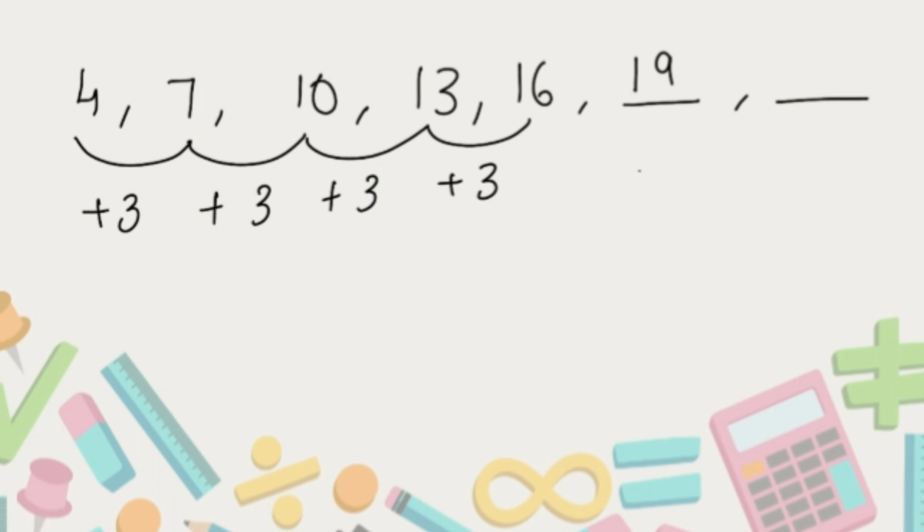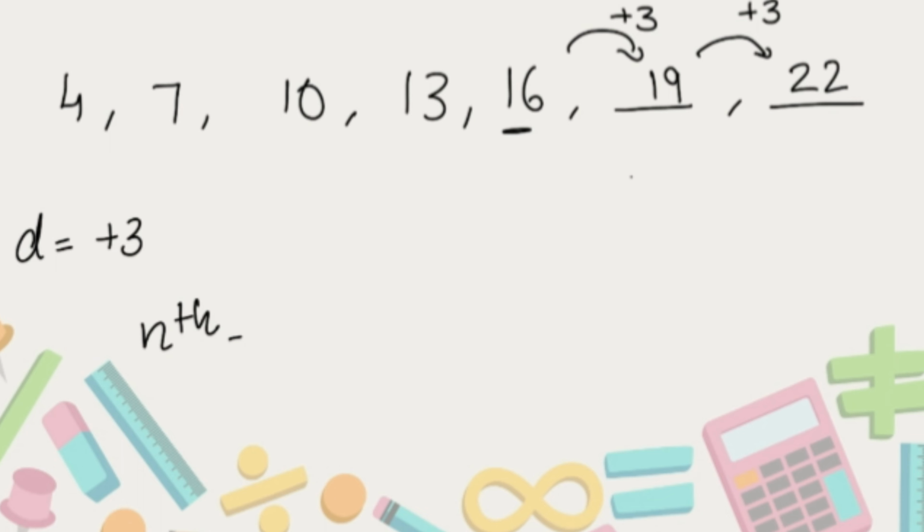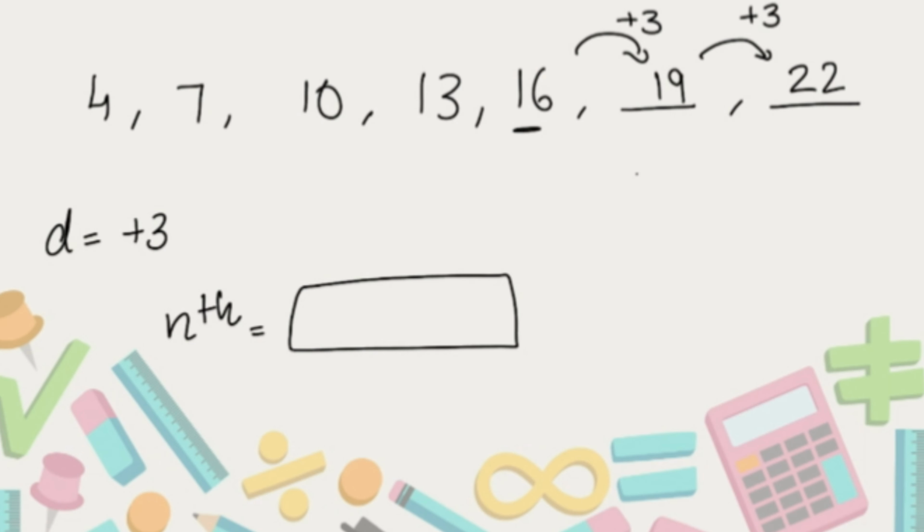So can you tell me the next two terms? It would be 19. Common difference is positive 3. So when we have the last term, we'll add the positive 3 in order to get the next number, that is 19. And again, we are going to add the positive 3, we'll get 22. Can you give an expression for the nth term? So the nth term over here is 3n plus 1.